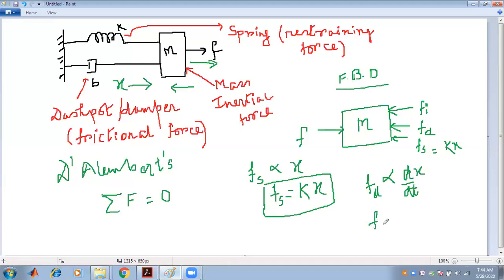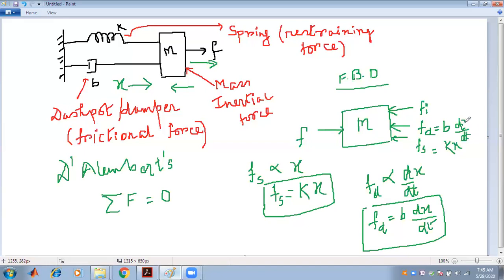In order to omit the proportionality constant, we take a constant that is called the damper or the dashpot constant, D. So FD, the frictional force or the damper force, is equal to D into dx/dt, directly proportional to the velocity.